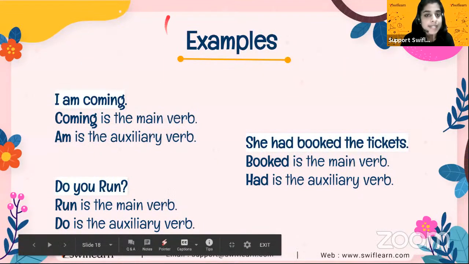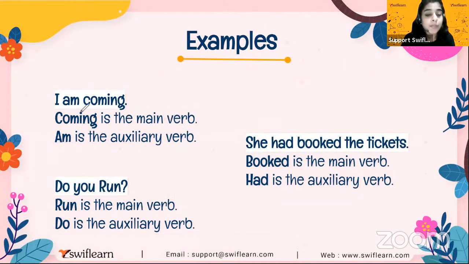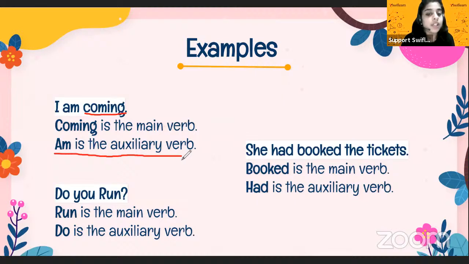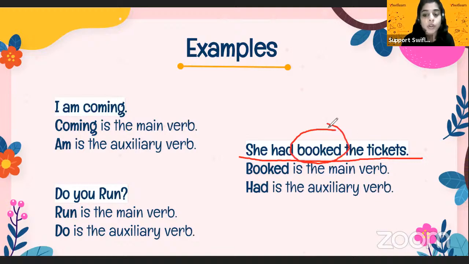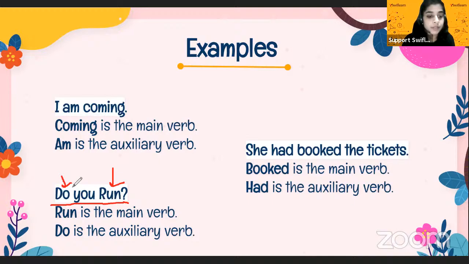Let's move forward to the examples now. I am coming. Coming is the main verb. Am is the auxiliary verb, also known as helping verb, because am is helping your main verb to complete the sentence. Second one, she had booked the tickets. Your main verb is booked. Your helping verb is had. Now the third one, do you run? Run is the main verb and do is the auxiliary verb here.